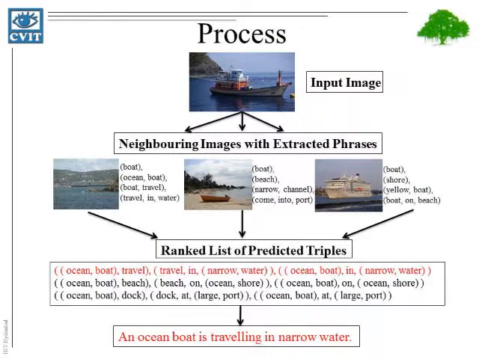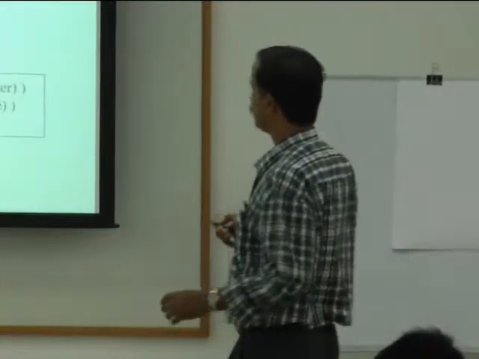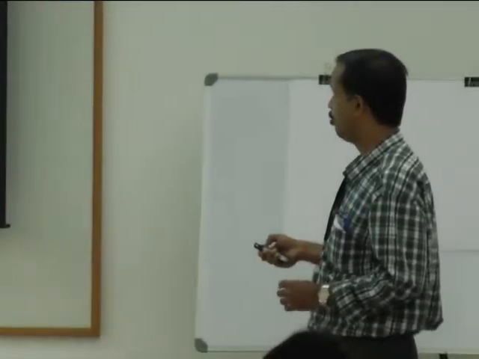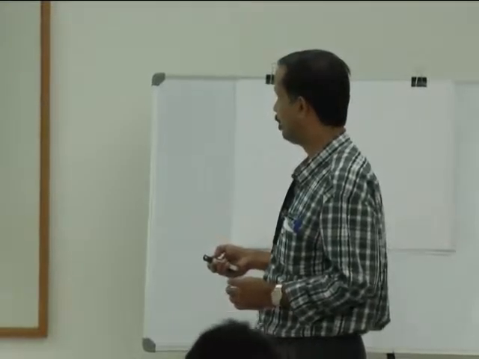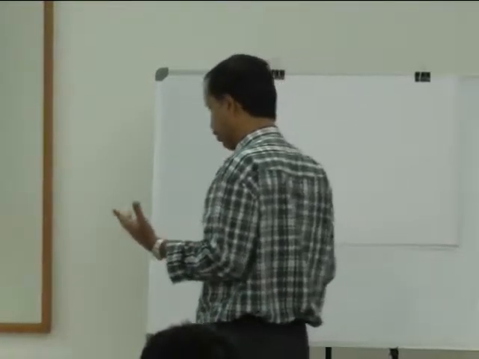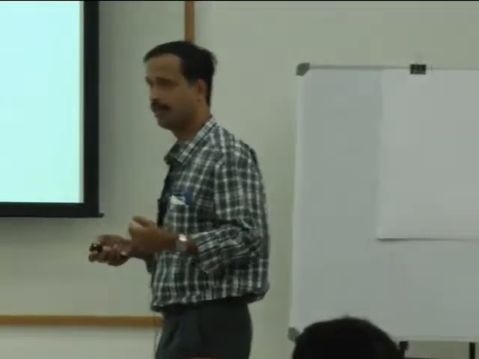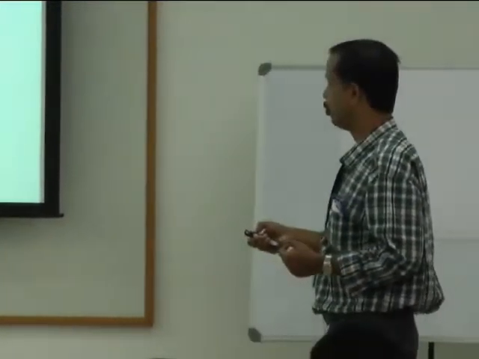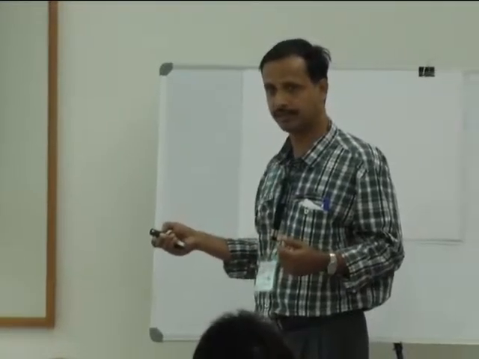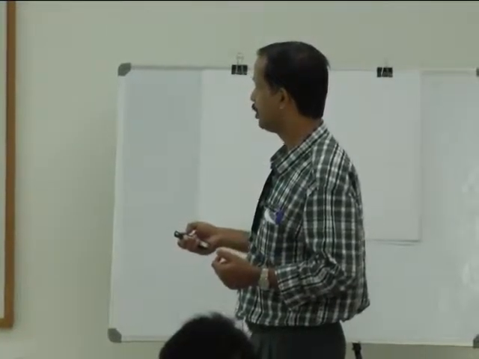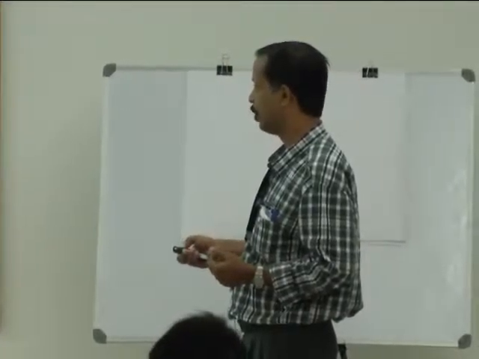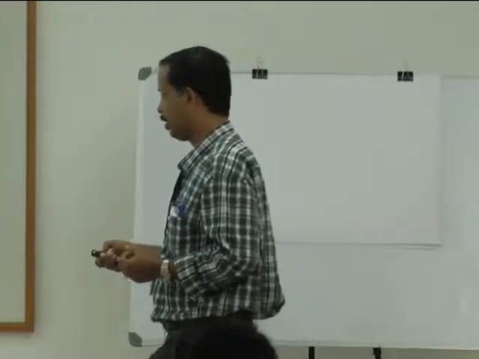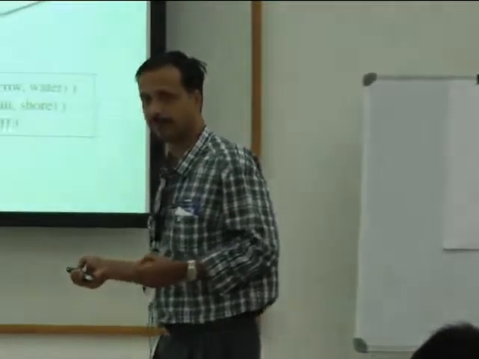Now, the process of sentence generation goes something like this. Given an image, we find the neighboring images with extracted phrases. So you have a set of images which are visually similar, which is measured in the image space or a feature space. And we also have the attributes or the labels or the phrases, or a little bit more structured information from the text domain attached to this. And so these two are joined together, and from here we generate the full sentence.